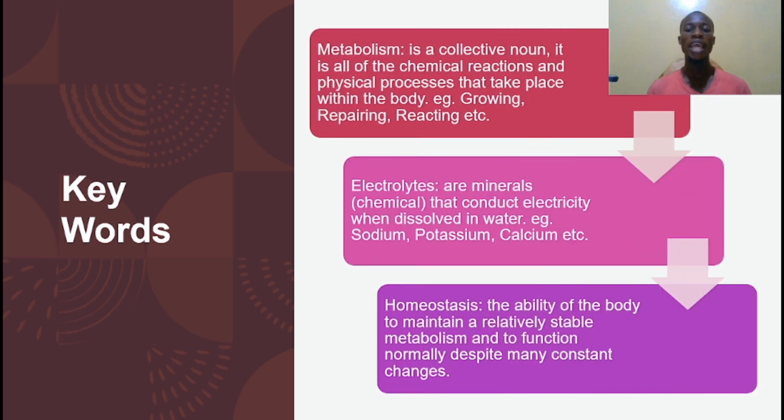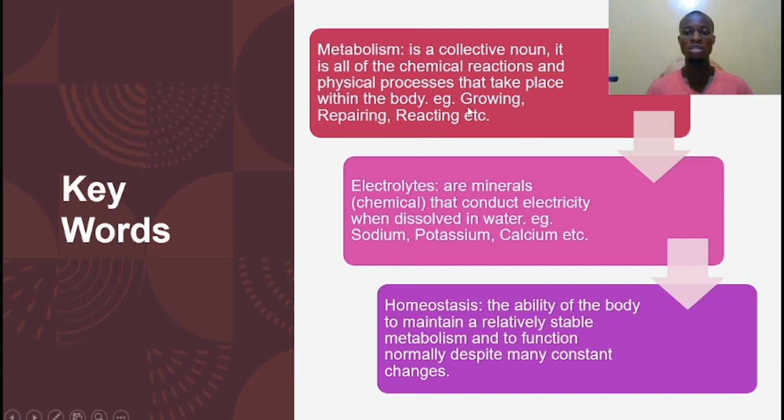Metabolism. I want us to get a fundamental understanding of the BMP by getting a clear view of metabolism. Metabolism is a collective noun. It is the chemical reactions in the human body that carry on growth and the repairing of damaged tissues. It includes the chemical reactions and physical processes that take place in the human body. An example we make mention of here is growth.